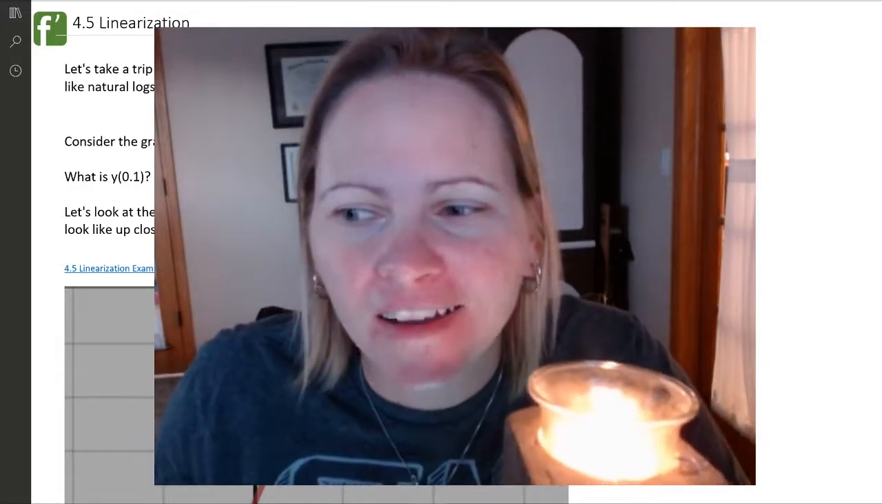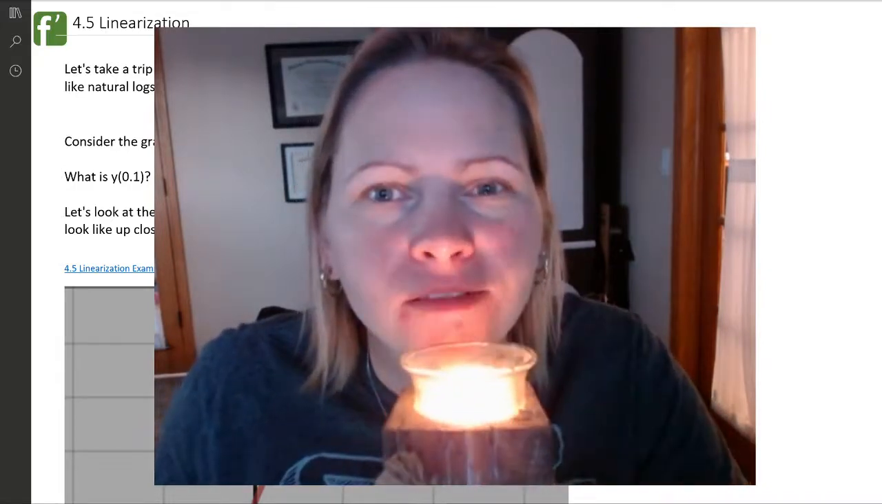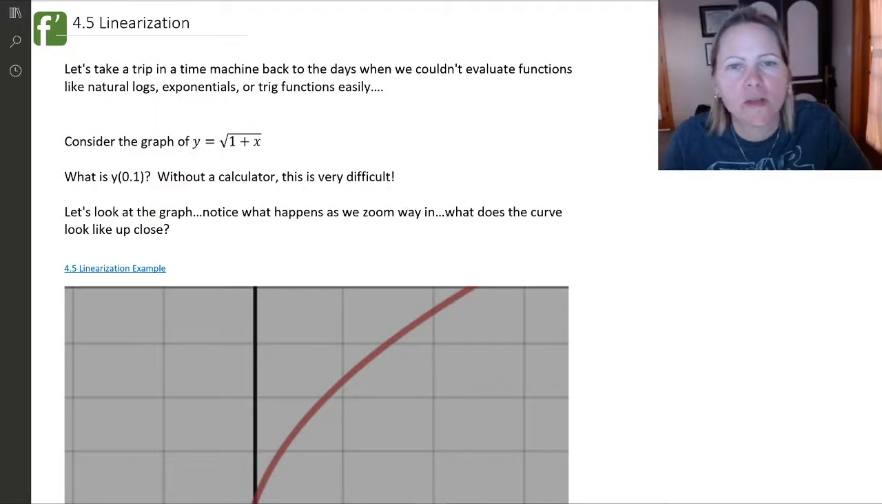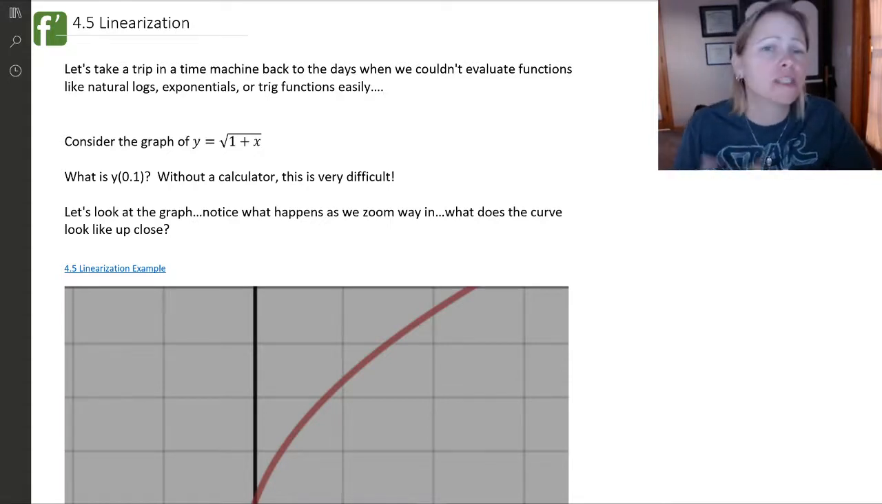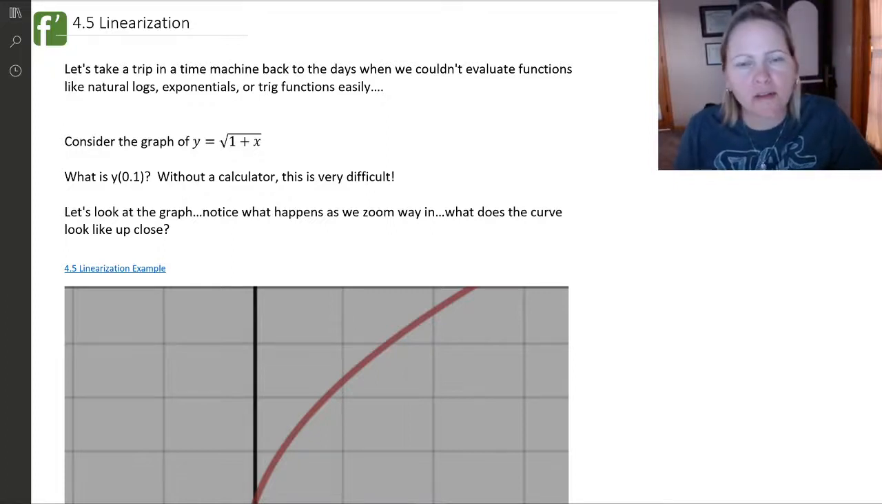So let's go back in time. So here we are, and here's the function we want to evaluate. We want to think about the graph of y equals the square root of 1 plus x. Now, to us here today, this may not be a terribly complicated function. We just graph it in our calculator, and we can find out anything. We can even find the derivative. But back in the 1600s, when calculus was being developed by candlelight, remember, finding and evaluating a function like this one was not as easy.